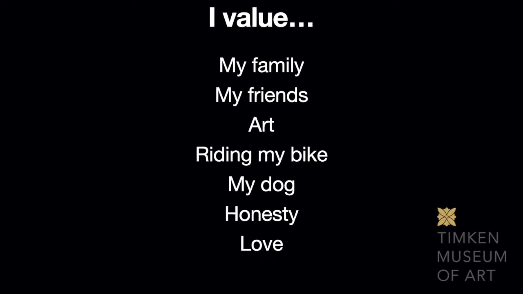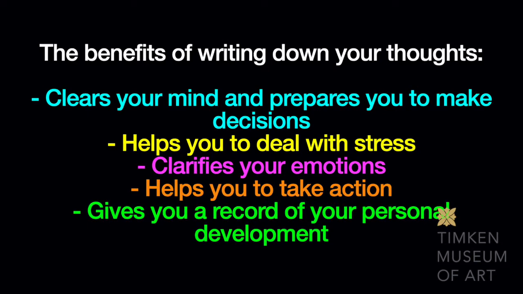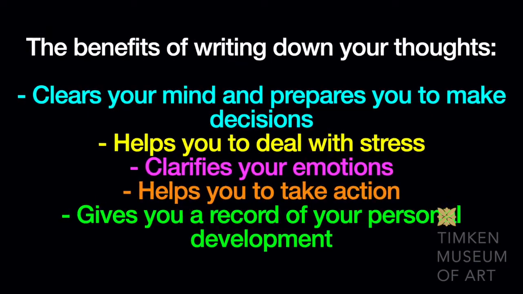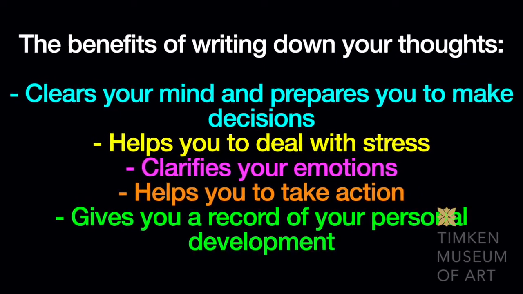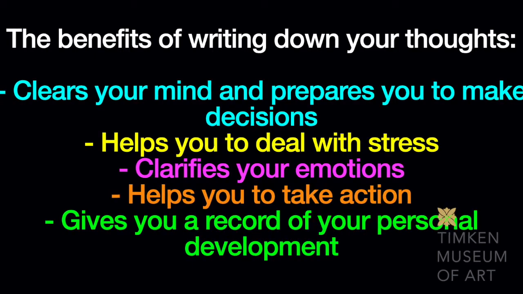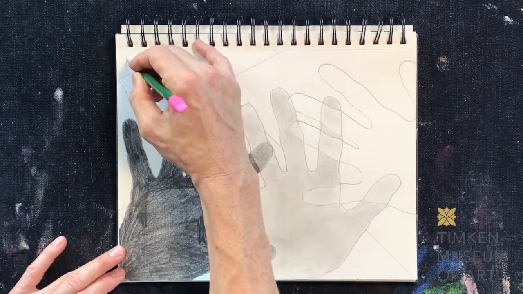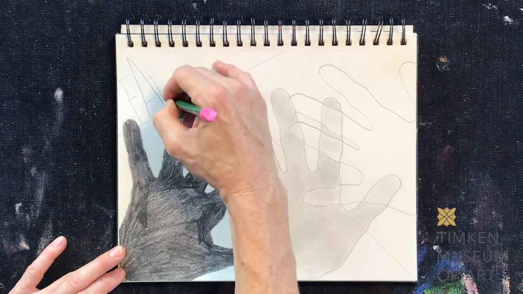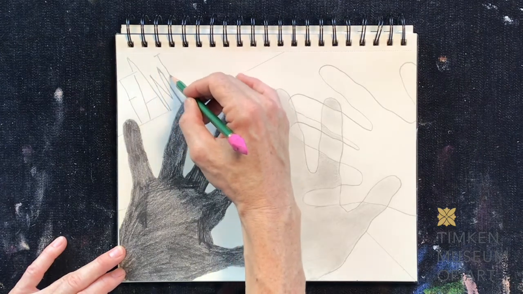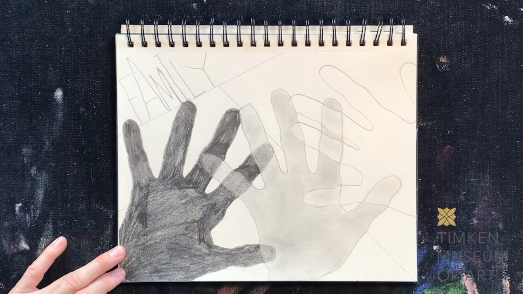This exercise of taking time to write down your thoughts helps to clear your mind and prepare you to make decisions, helps you to deal with stress, clarifies your emotions, helps you to take action, and gives you a record of your personal development. From this exercise, I now want you to edit out the words that are the most relevant to you. Which words really feel like you, how you feel, what you think, what you like to do.